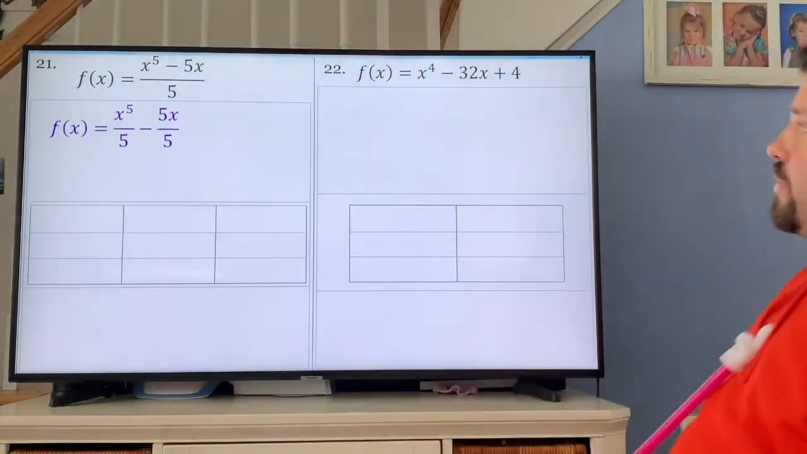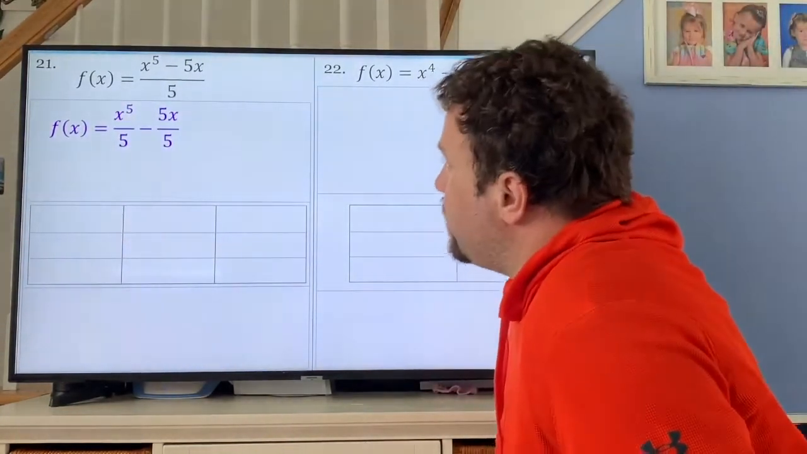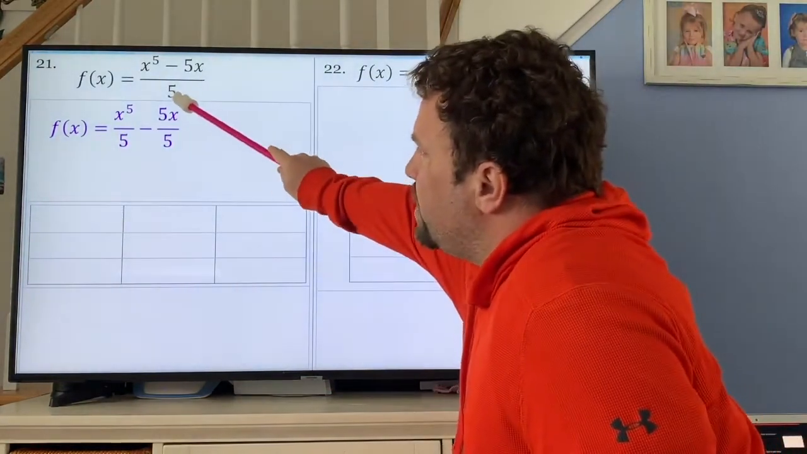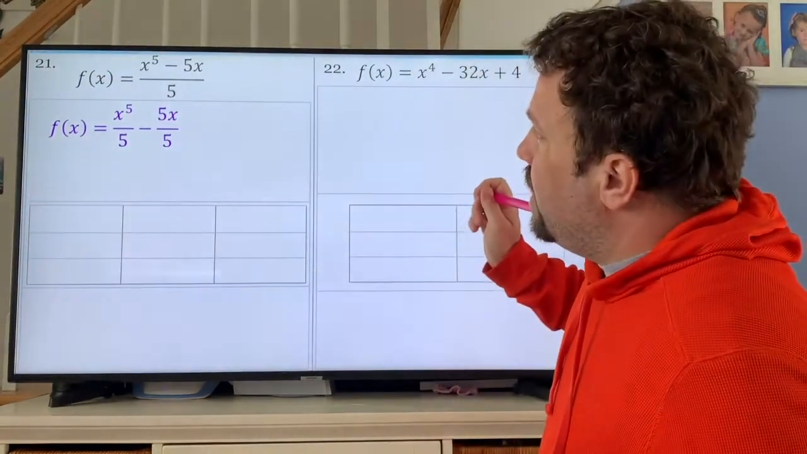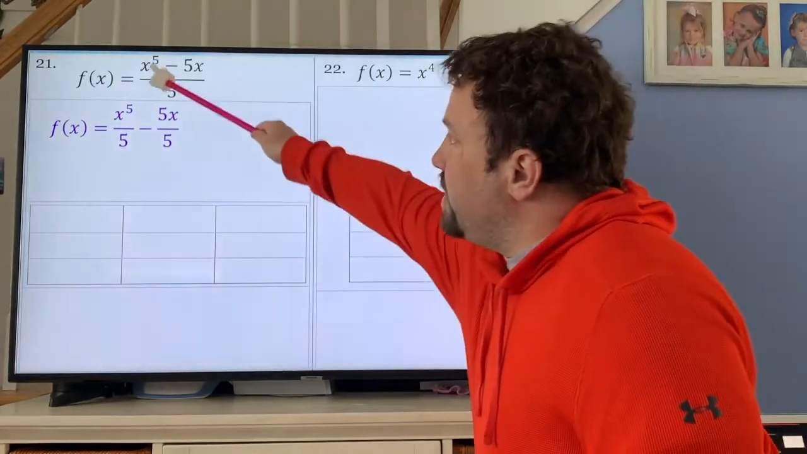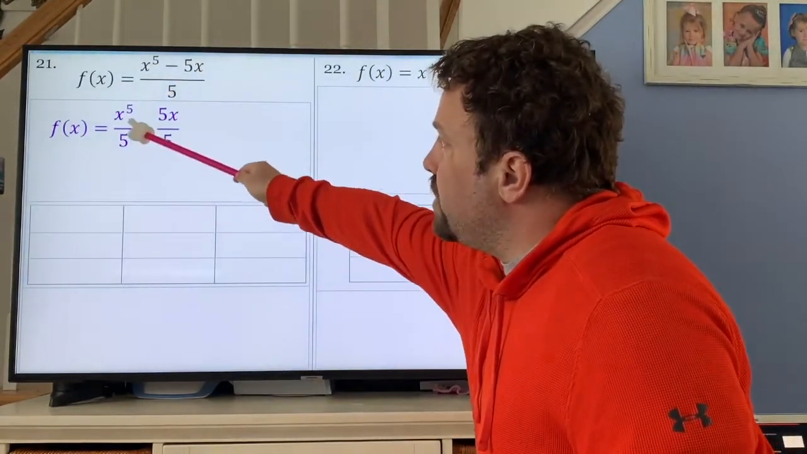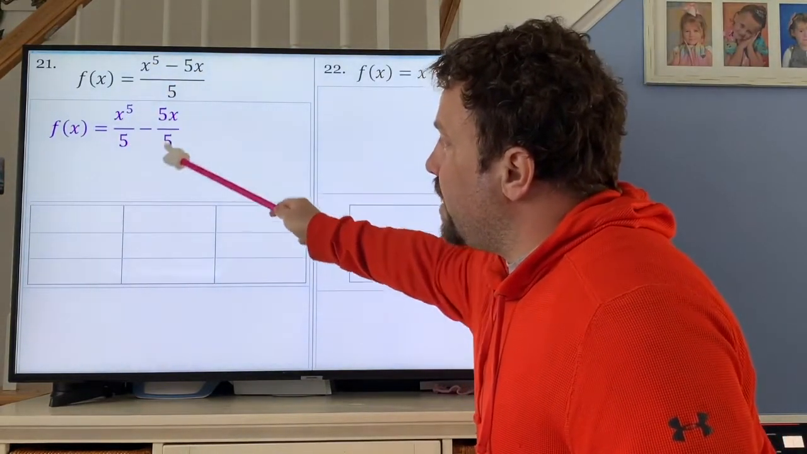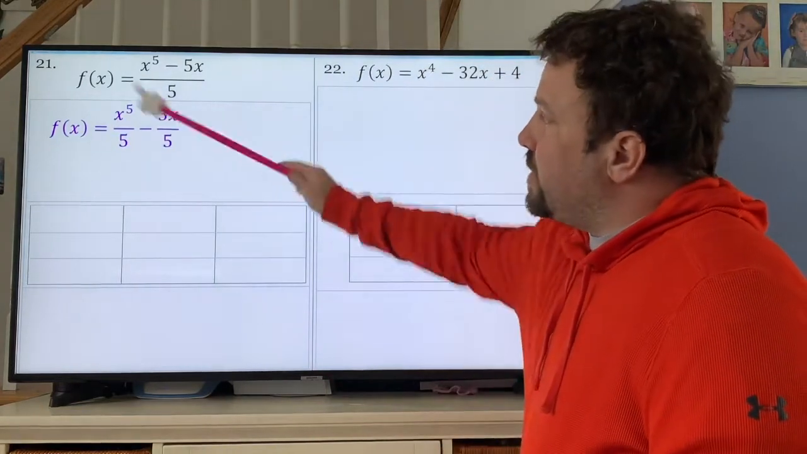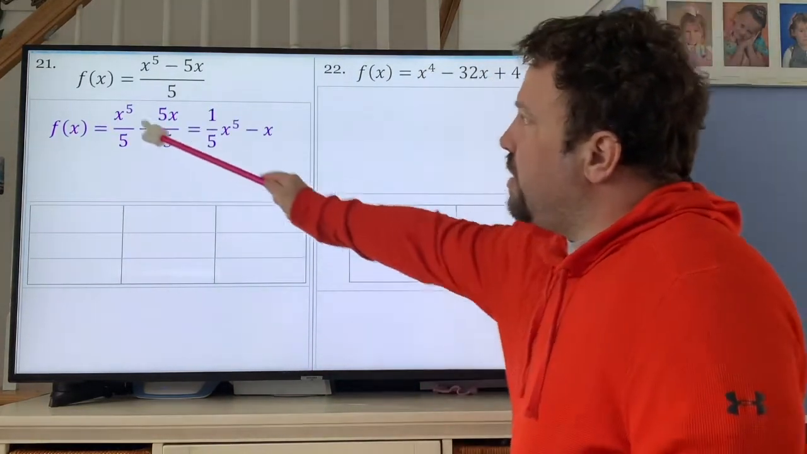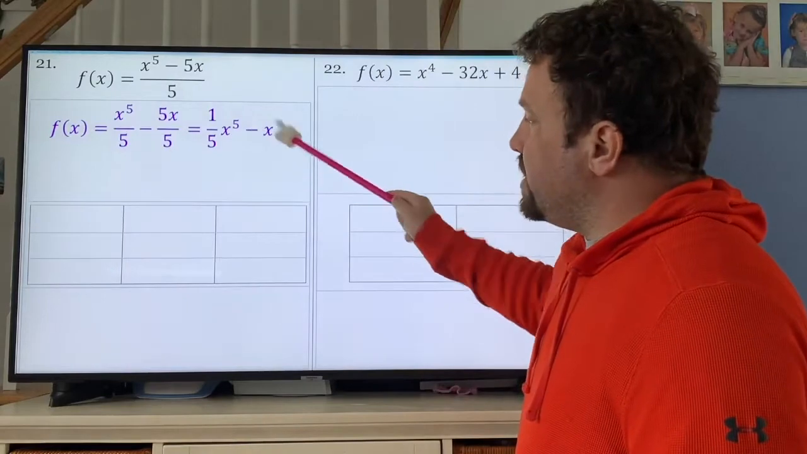All right, so the first thing you guys should find is the derivative. Now, the way to find the derivative, you don't really want to use the quotient rule because there's just a coefficient down there. So you divide each one of the numerators by the bottom number, x to the 5th over 5 minus 5x over 5. You reduce 5x over 5, which is just x. So you got 1 over 5, x to the 5th minus x.